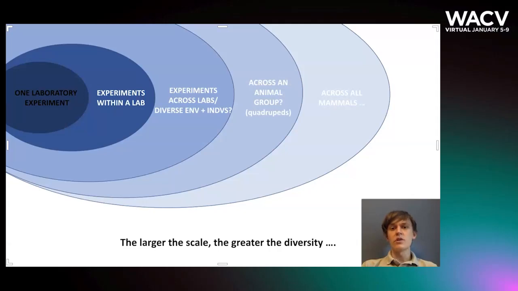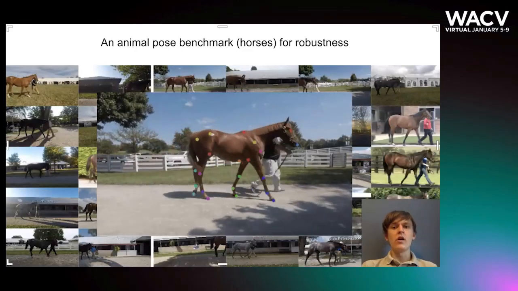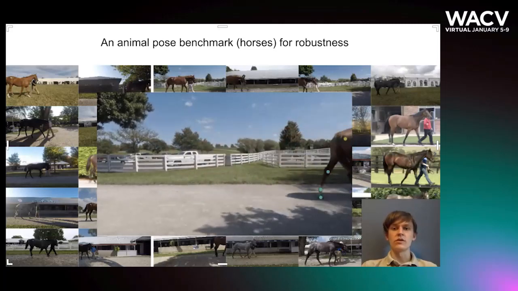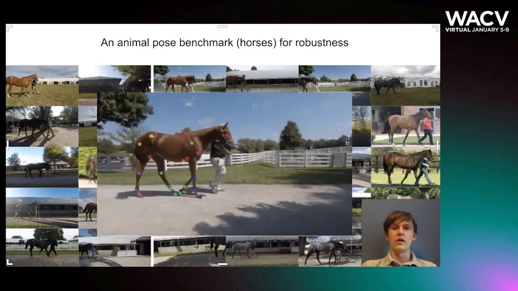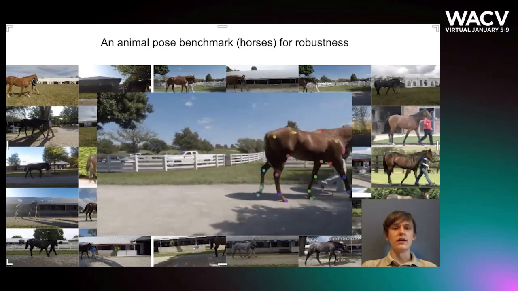In our paper, we chose to focus in on, at first, robustness across different identities. To accomplish this, we put forth a new animal pose benchmark called Horse 10. Horse 10 consists of videos of horses walking broadside from left to right. One example video can be seen here.